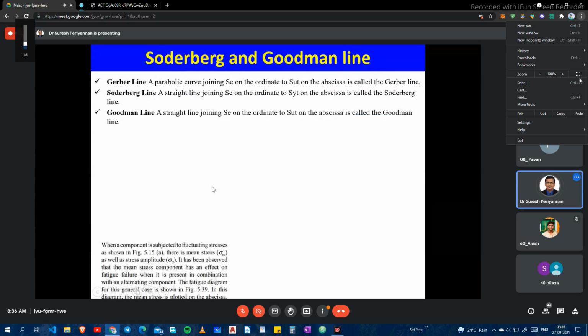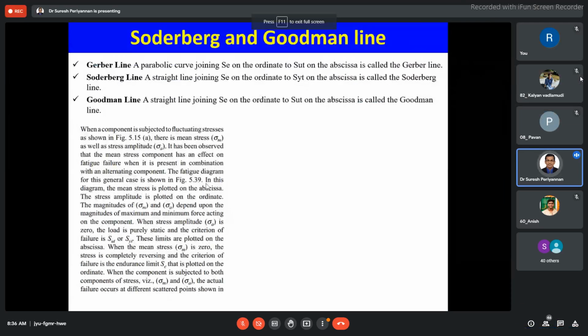Okay, so in the last class we discussed, just a recap for one minute, then we go to today's topic. In the last class we discussed the problem with respect to finite life and infinite life of the component, but we considered the completely reversed load. Completely reversed load, finite life design of the component, completely reversed load, infinite life design of the components.